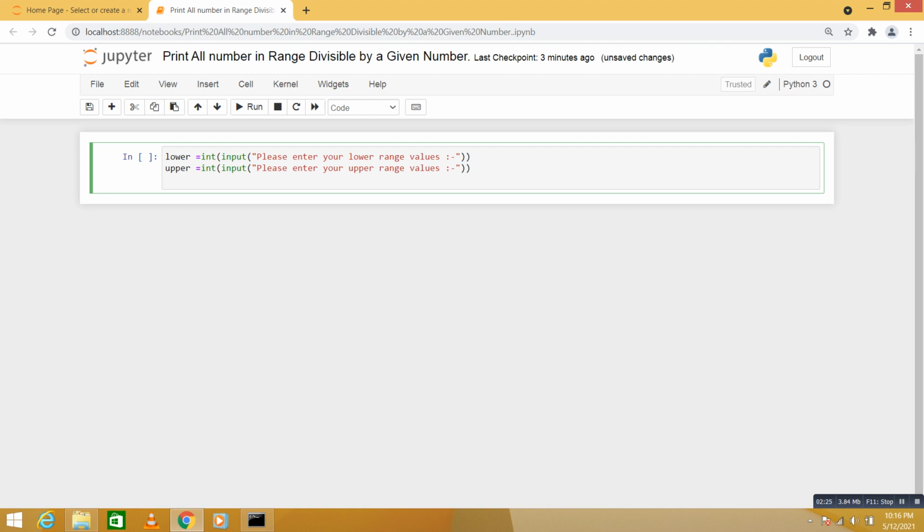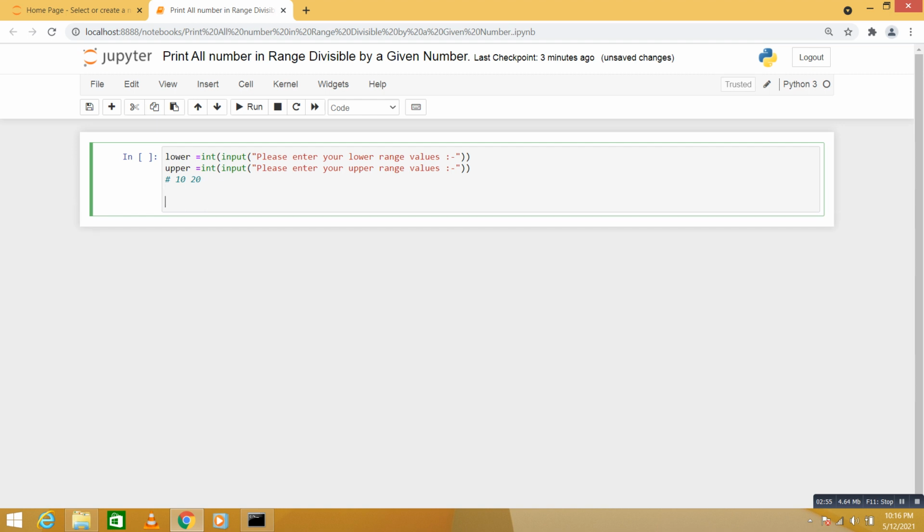So for example, I will give the range, lower limit is 10 and upper limit is 20. We have 10 numbers, so I need to iterate over them. Whenever you want to iterate over the numbers in a series, we're going to use a loop. A loop is going to run until the condition becomes false. So let's consider we're going to run a for loop.